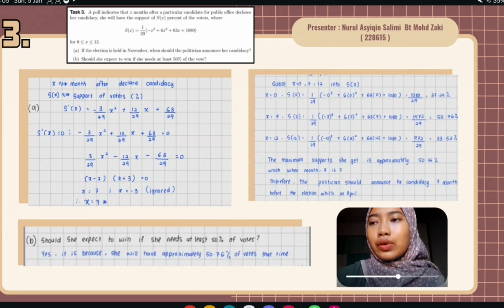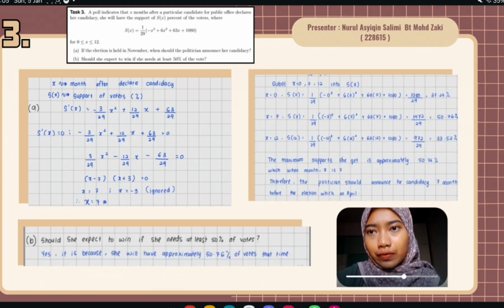For x equals 0, we get 37.24%. When x equals 7, we get 50.76%, and x equals 12 is 33.52%. So in conclusion, the maximum support she gets is approximately 50.76%, when x is 7. Therefore, the politician should announce her candidacy 7 months before the election, which is in April.